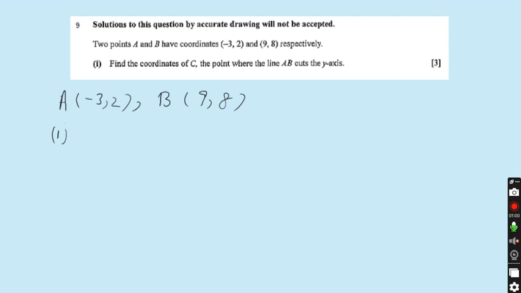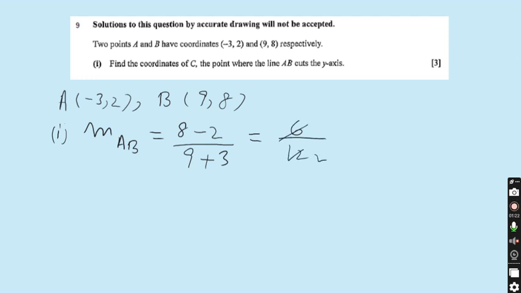So first we have to find the line AB. In order to find the line AB, we need the gradient of AB. I always represent the gradient by small m. So the gradient of AB is y2 minus y1 upon x2 minus x1. 8 minus 2 is 6, 9 plus 3 is 12, 6 twos are 12. So the gradient is 1 upon 2.